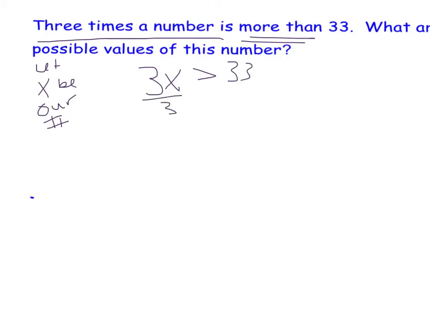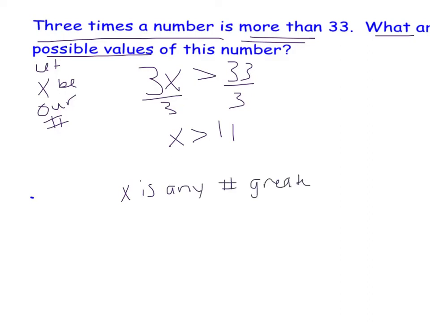So we'll solve this simple inequality. So x has to be any number that is more than 11. So what are the possible values of this number? This is what I was talking about with the last. It's not saying what is the maximum number, what is the least number, all possible values. So x is any number greater than 11.